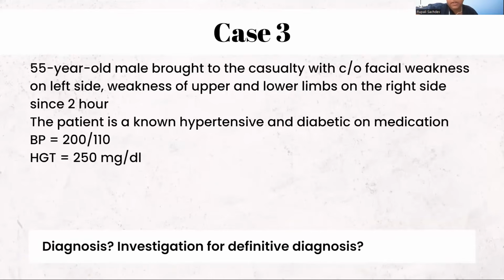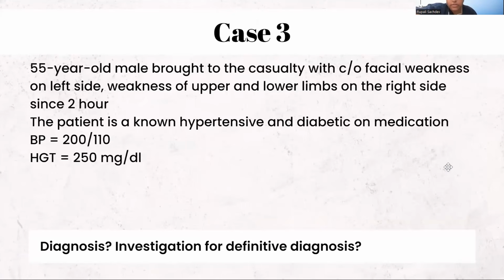Case 3, 55-year-old male came to the casualty with complaints of facial weakness on the left side, weakness of the upper and lower limbs on the right side since the past 2 hours. Patient is a known hypertensive and diabetic on medication. Currently, BP is 200 by 110. HGT, that is the blood sugar, is 250 milligram per deciliter.